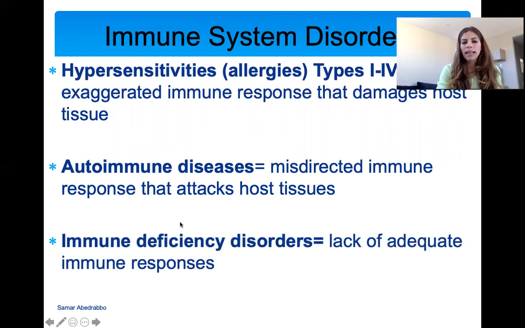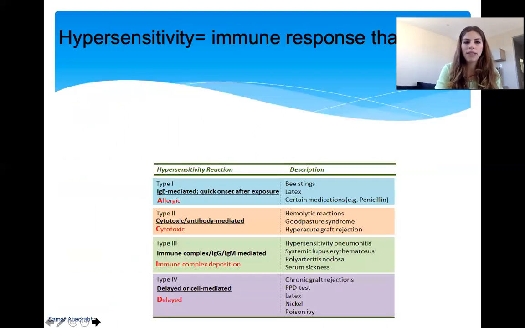And then we're going to end with immunodeficiency disorders. So what happens when you lack different components of your immune system? These are the 3 categories we're going to focus on in immunologic disorders. And now we're going to start with hypersensitivities.